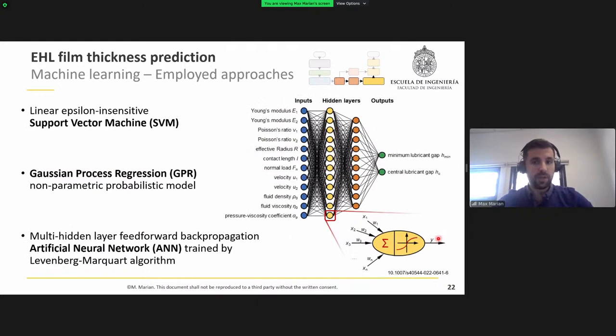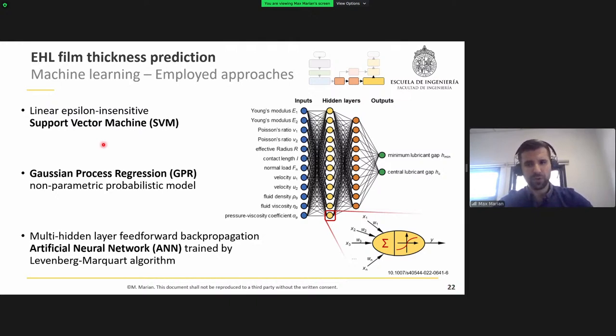Further, we employed various ML regression methods, including support vector machine, Gaussian process regression, and artificial neural networks. All the data, the input and output, were normalized to values between -1 and 1. The models were developed using training data to provide the best possible prediction for unknown test data. For this purpose, we split the data set into 85% of training data and 15% for testing. In detail, we had a linear epsilon-insensitive support vector machine.